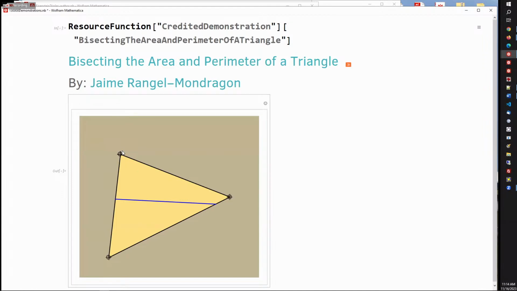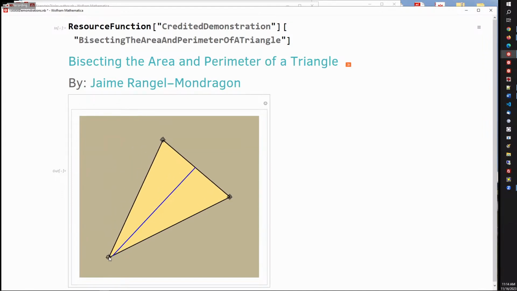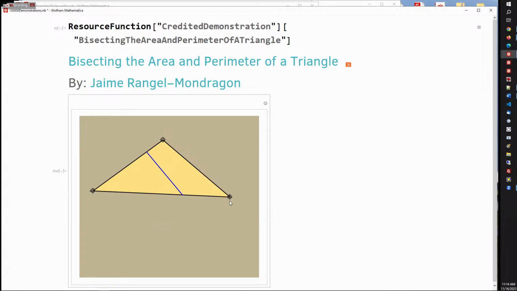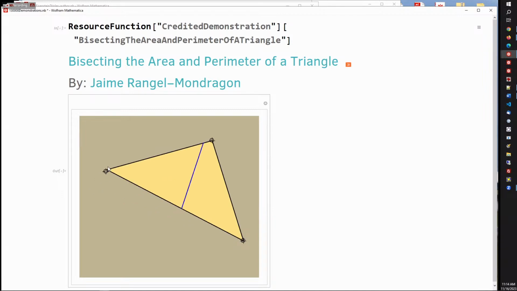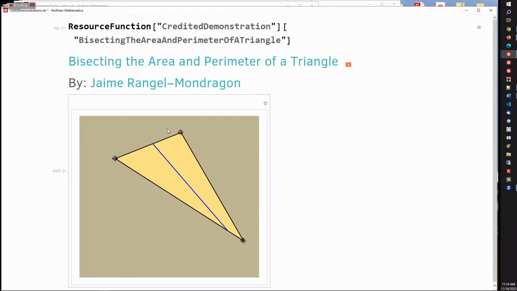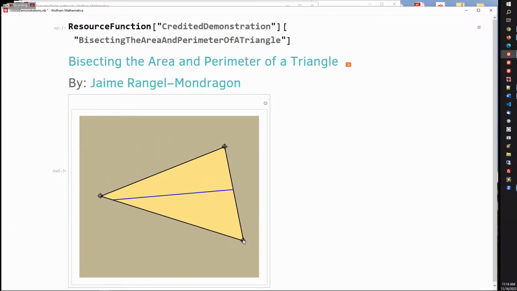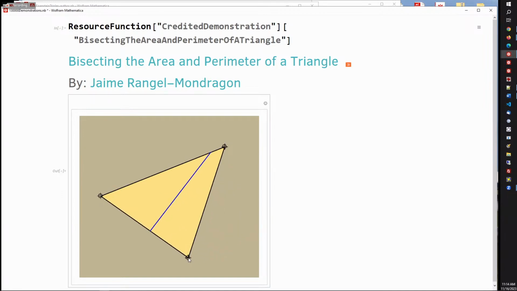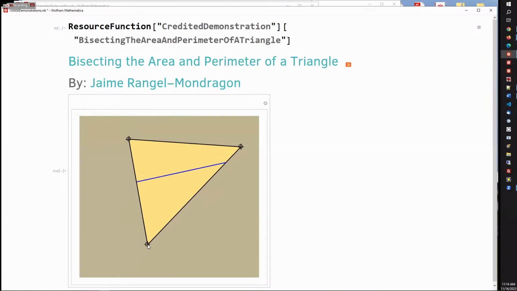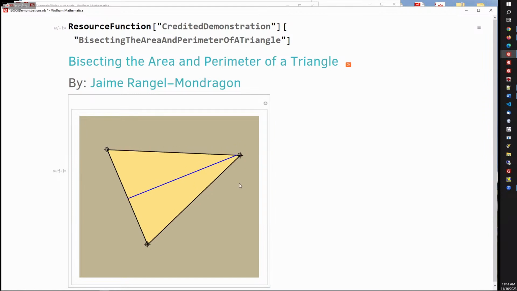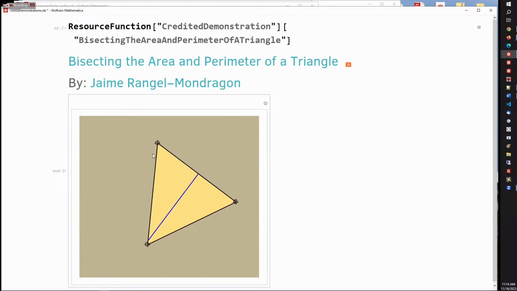Bisecting the area and perimeter of a triangle. So this was a challenge problem in an Olympiad. Is it possible to draw a line that bisects both the area and the perimeter of a triangle? It's not too difficult to show that this line exists, but it's more tricky to actually draw it. And this is one of the lines that works. I believe there's always 3 lines that are solutions, and they intersect at the incircle of the triangle.